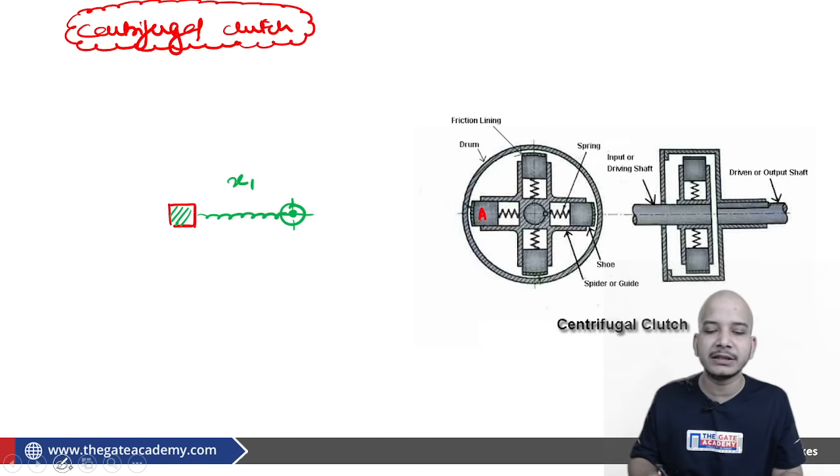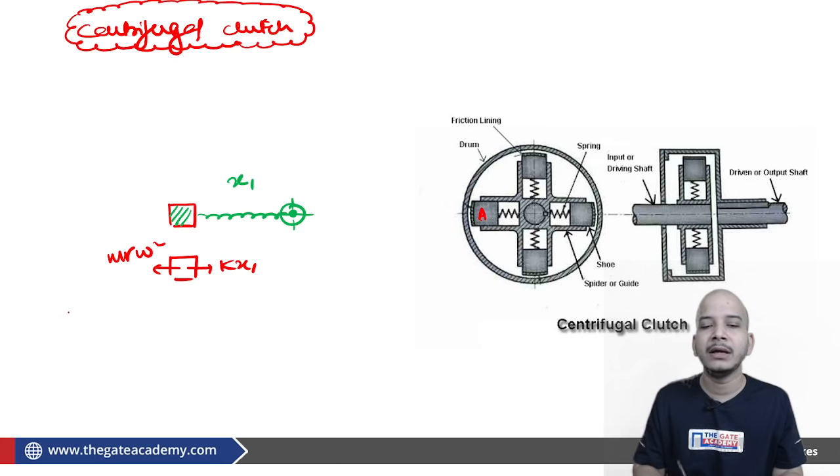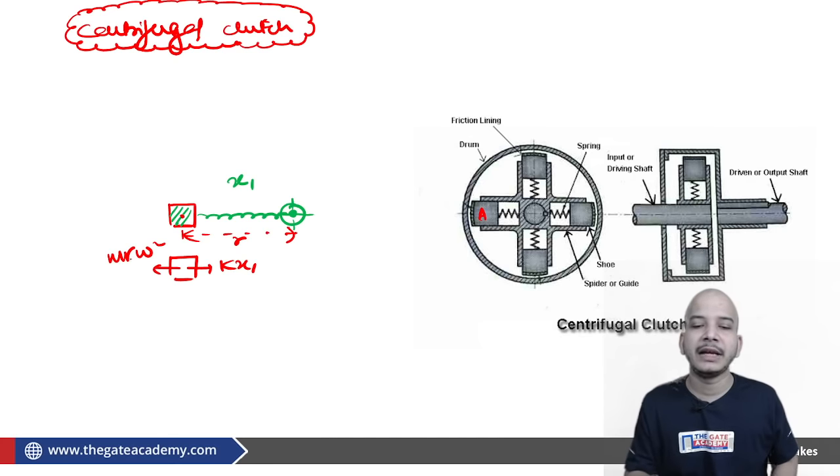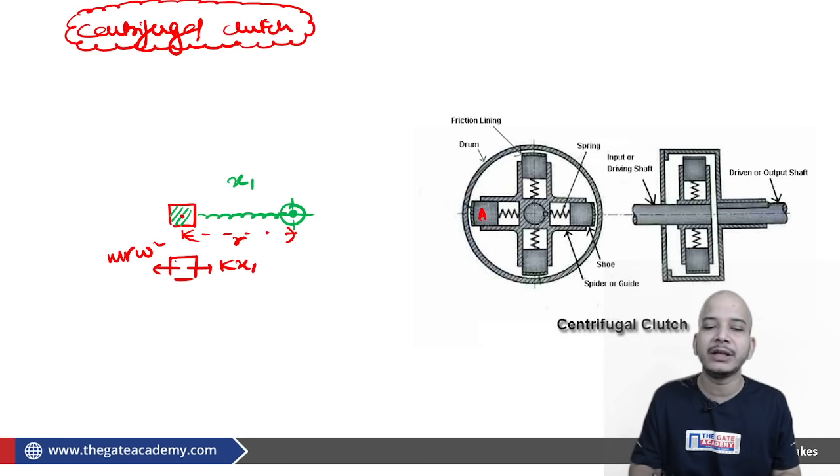So as far as the FBD is concerned, the FBD will appear like kx1 and mr omega square, where r is the position of the center of mass of this shoe from the axis of rotation. This is the centrifugal force which is acting radially outward. After applying this, we can consider the body to be in equilibrium, and from here kx1 must be equal to mr omega square.